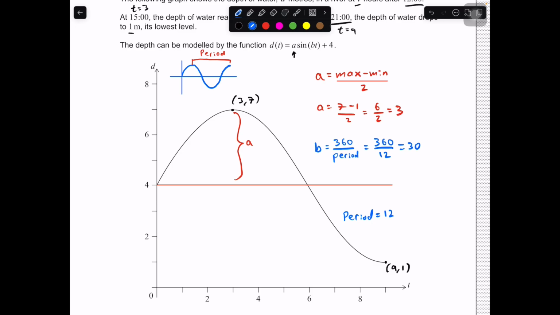Okay, so there it is. 360 divided by the period. Period is the time taken to complete one complete cycle. How many of these cycles can we fit into 360? We can fit in 30. So the value of B is equal to 30.